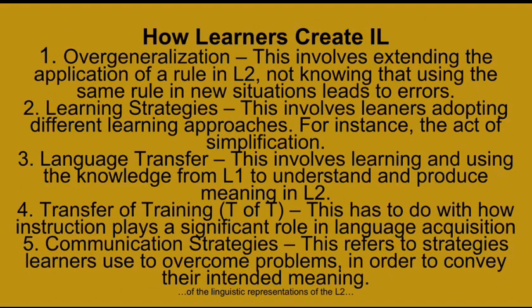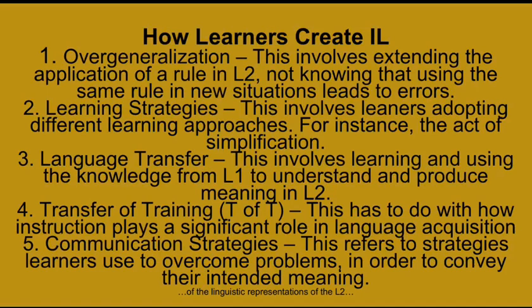Number four is transfer of training, which we call T of T. This has to do with how instruction plays a significant role in language acquisition. So the way learners are taught produces both progression or retrogression. It produces either correct sentences or correct forms, or erroneous forms. So lack of formal instruction or wrong instruction may result in replicating incorrect language forms.